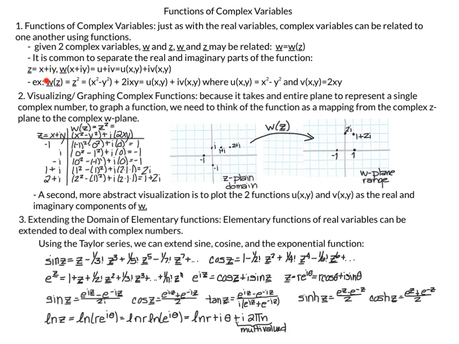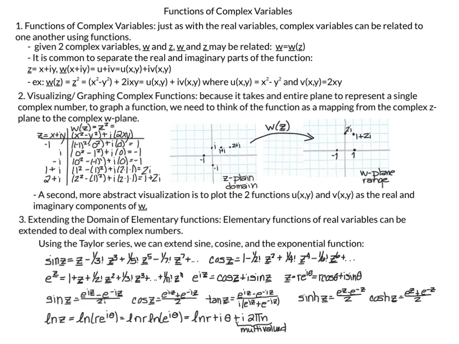And so we have this example here. If w takes a complex number and produces its square, which, if we do the math out, is equal to x squared minus y squared plus 2ixy, then the real part of our function is x squared minus y squared, and the imaginary part, the v that gets multiplied by i, will be 2xy. Next, we'll look at visualizing or graphing complex functions.